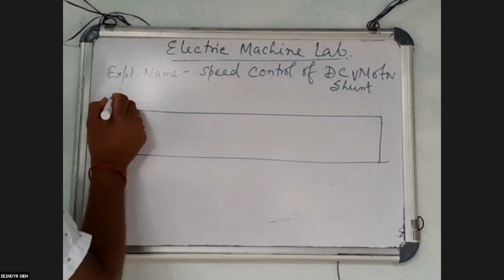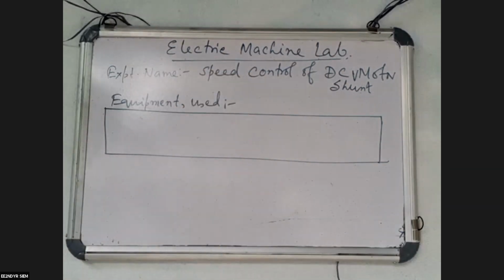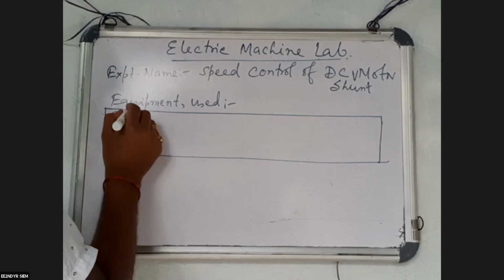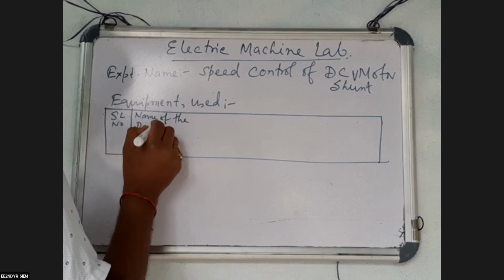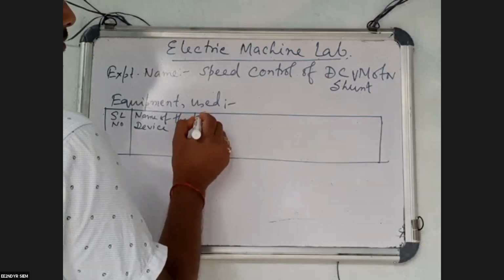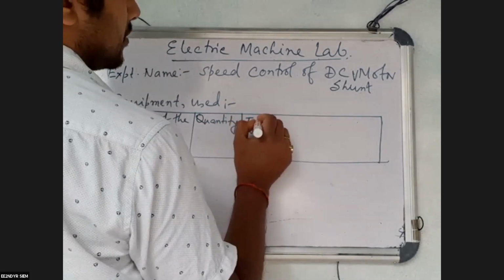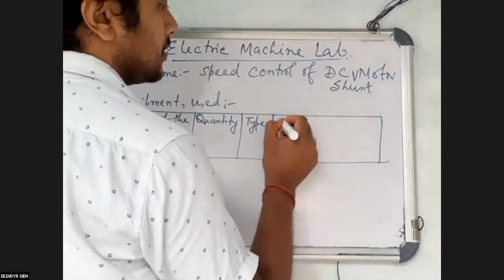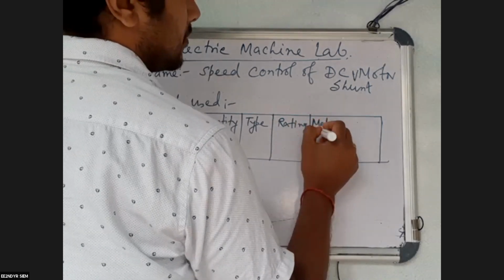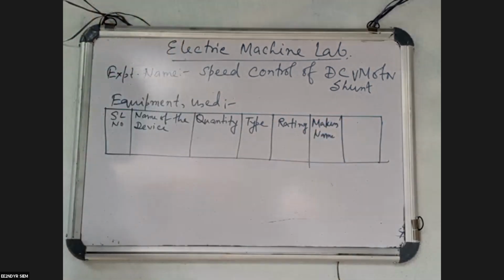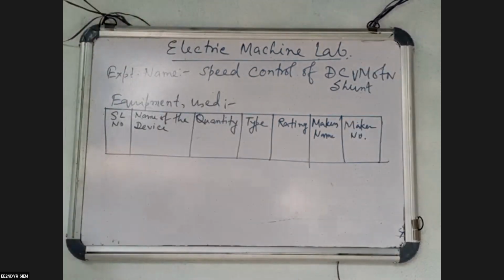Okay, that is equipments used, right? We'll give serial number, name of the device, then you write quantity, then you write type, rating, maker's name, okay, maker's name and maker's number. So this kind of things you have to do priorly.